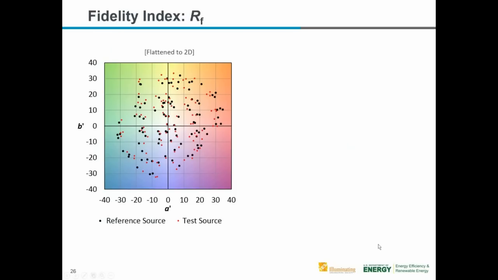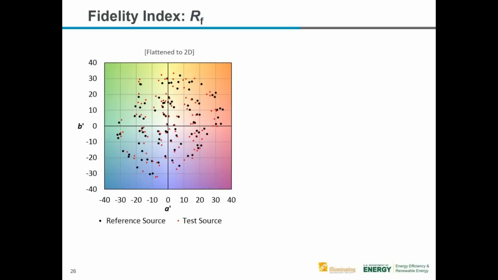Shown here is a 2-dimensional plane from the J', A', B' color space. The black circles represent the 99 color evaluation samples when illuminated by a reference source. The red diamonds represent the same 99 color evaluation samples when illuminated by a test source. If the diamonds perfectly overlap the black circles, then the fidelity index would be 100.